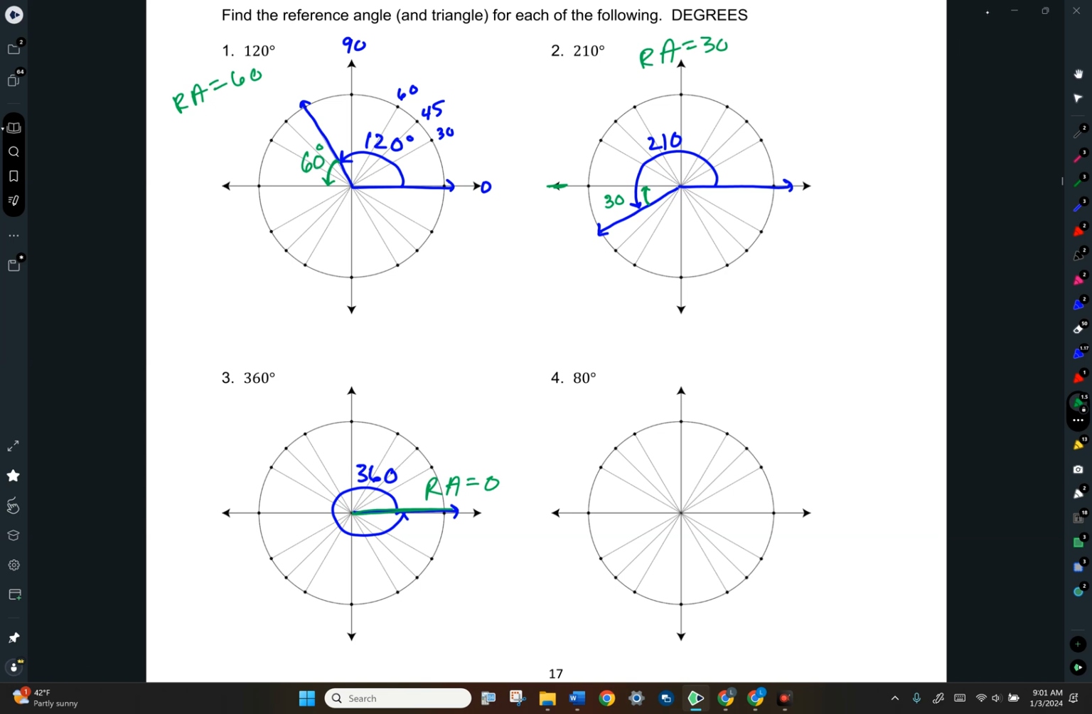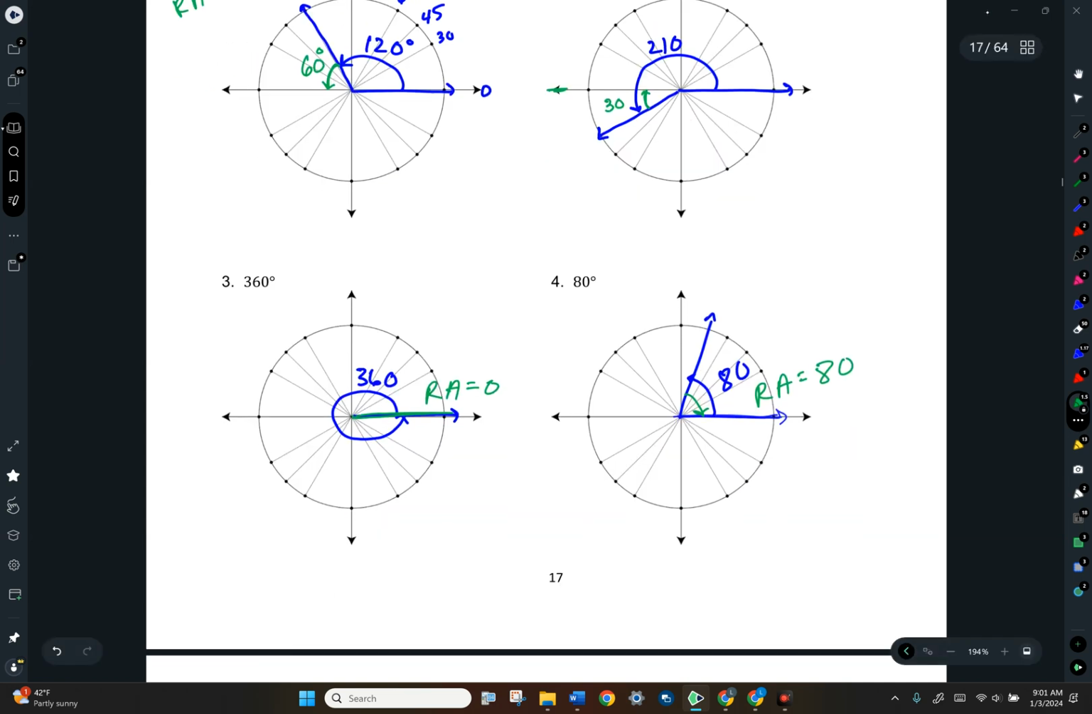Okay, what if I have an 80-degree angle? So here's my initial side. If I rotate to 80 degrees, it's going to be just a little bit short of the 90 degree, right? So again, you're going to the closest x-axis. So this time, the closest x-axis is over here. So in this case, the reference angle is still 80 degrees.